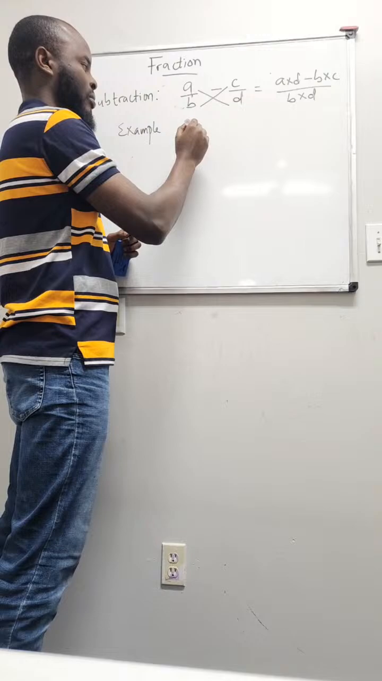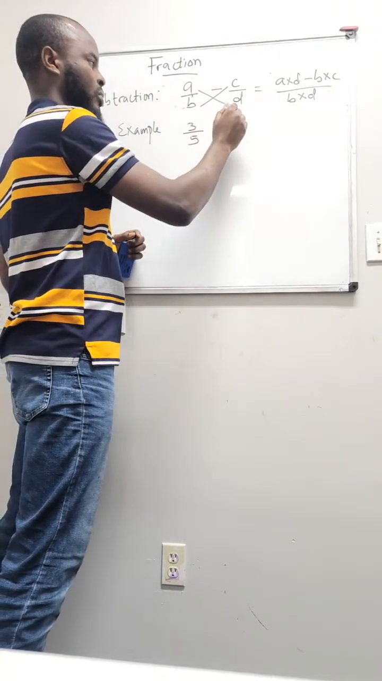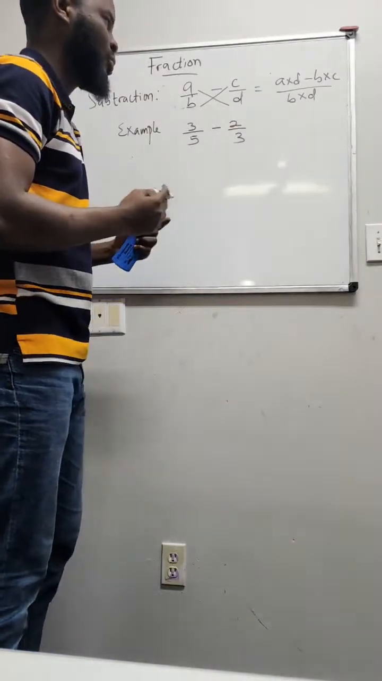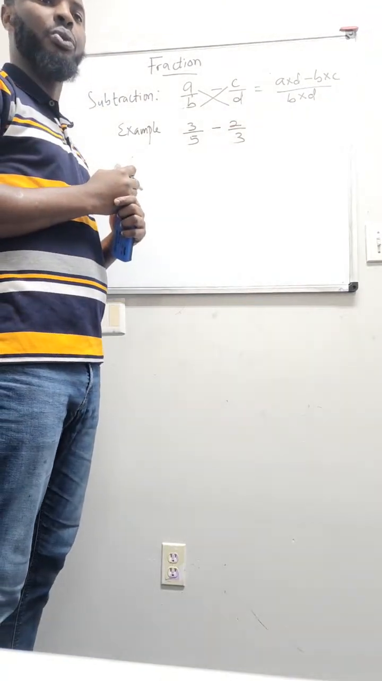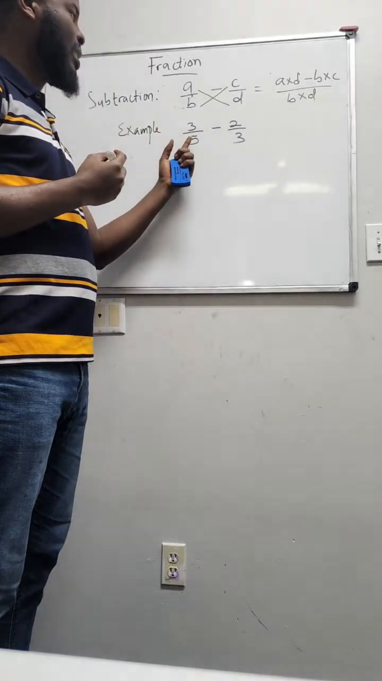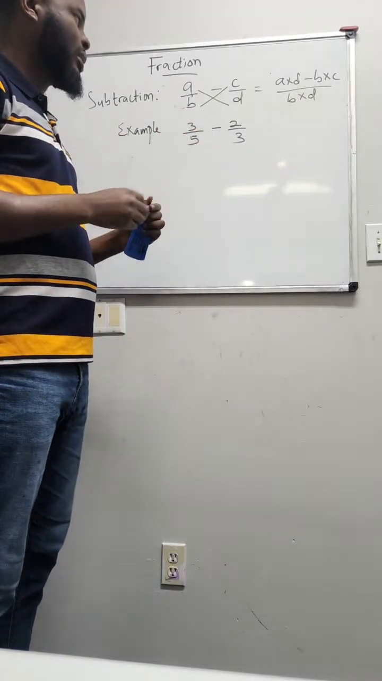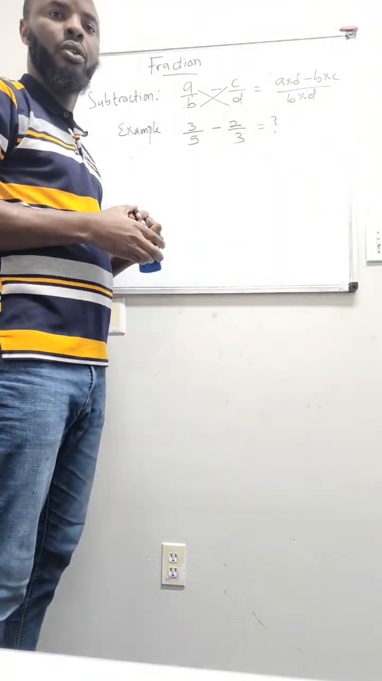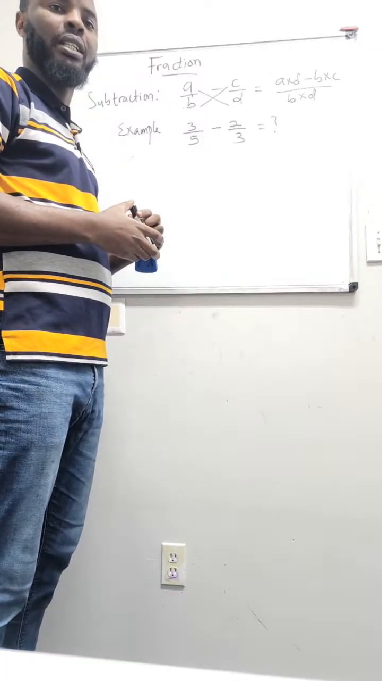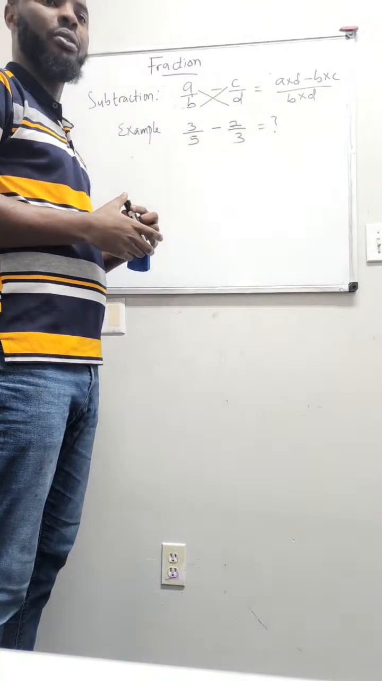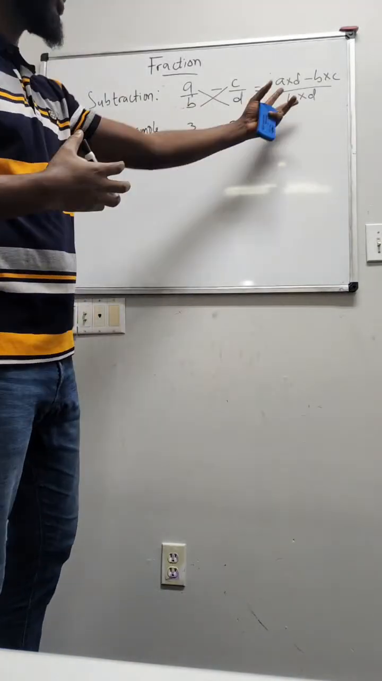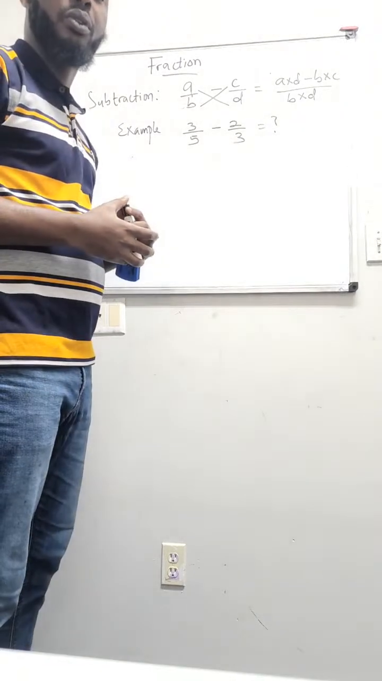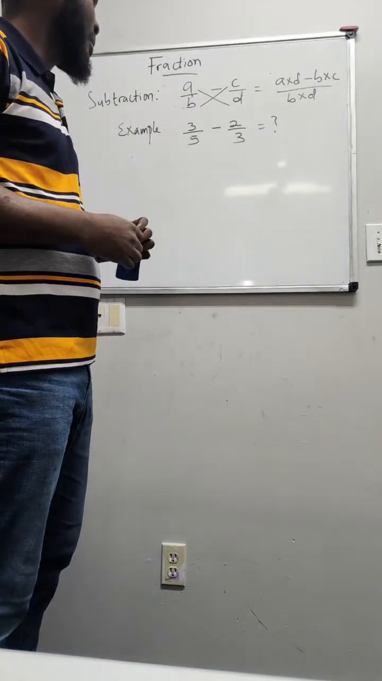3 over 5 minus 2 over 3. How do we do this? 3 over 5 minus 2 over 3. If you look at this, we are having different denominator. So I want you to try this and let's see. We have different denominator, and using this rule, how do we solve this? 1 over 15. Okay, good.